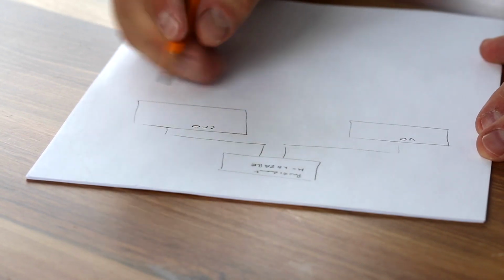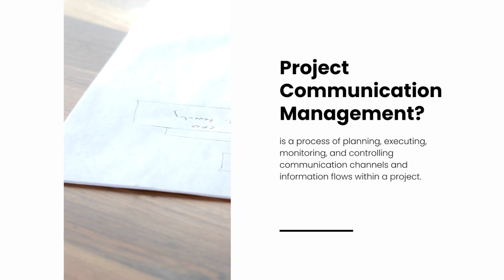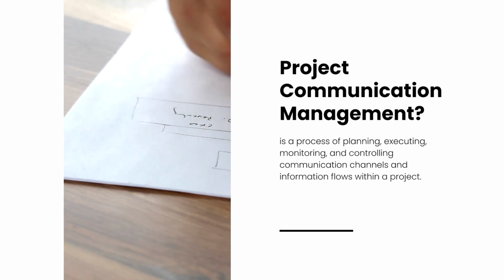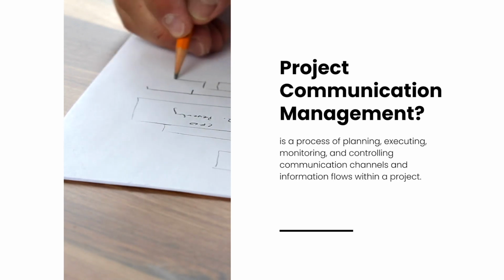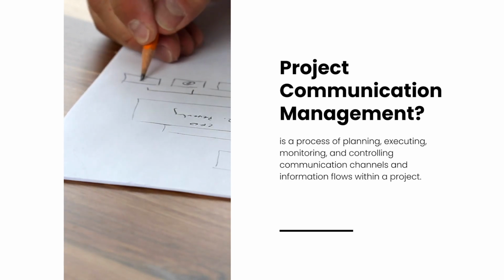Project communication management is the process of planning, executing, monitoring, and controlling communication channels and information flows within a project. It involves identifying stakeholders, determining their information needs and expectations, and developing a communication plan to ensure that information is shared effectively throughout the project.